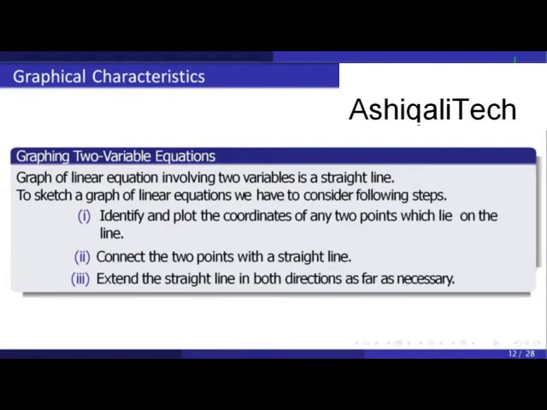Graph of linear equation involving two variables is a straight line. To sketch a graph of linear equations, we have to consider the following steps. Number 1, identify and plot the coordinates of any 2 points which lie on the line. Number 2, connect the 2 points with a straight line. Number 3, extend the straight line in both directions as far as necessary.